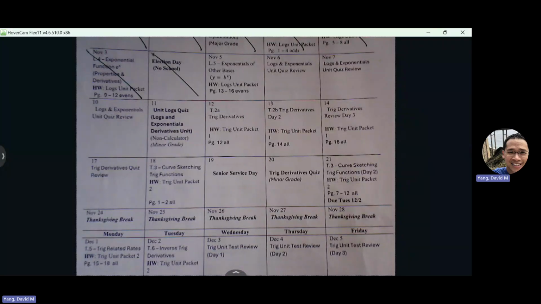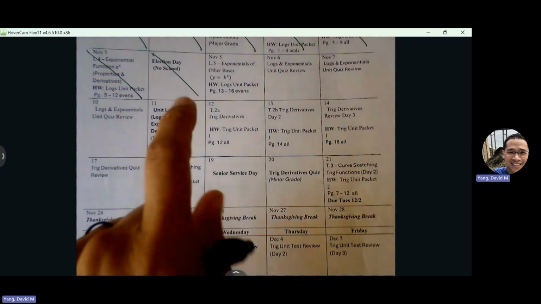Yeah, it's going to feel like the natural log and e to the u are parent functions, or parent derivatives, and then logs of other bases and exponentials of other bases are built off of those parent graphs or parent rules.